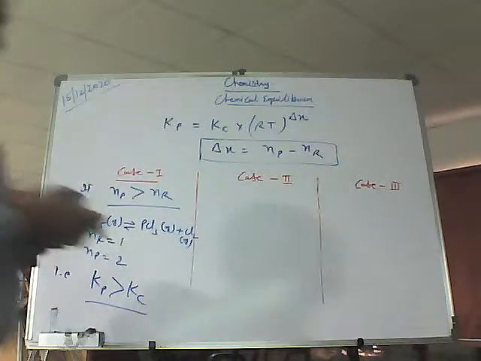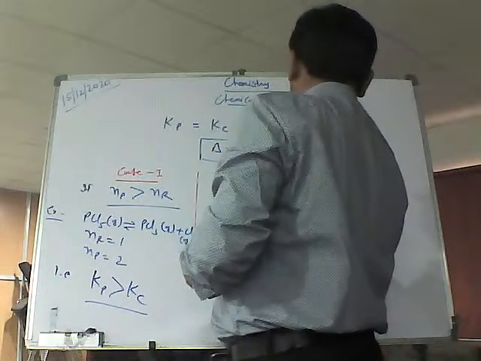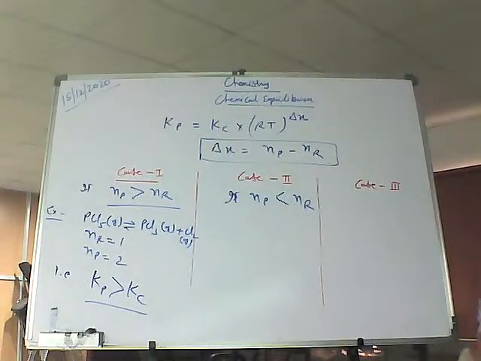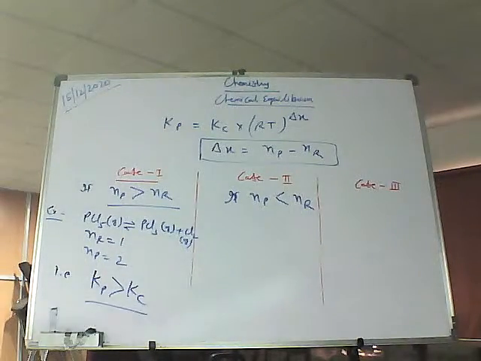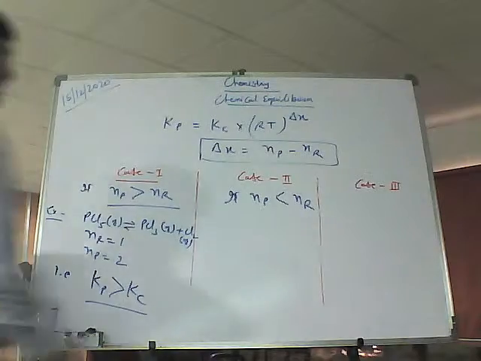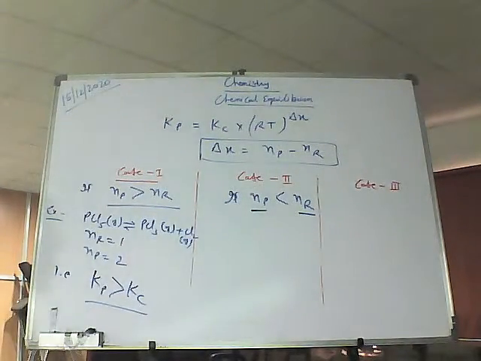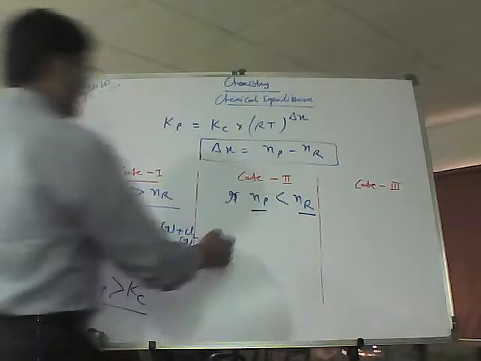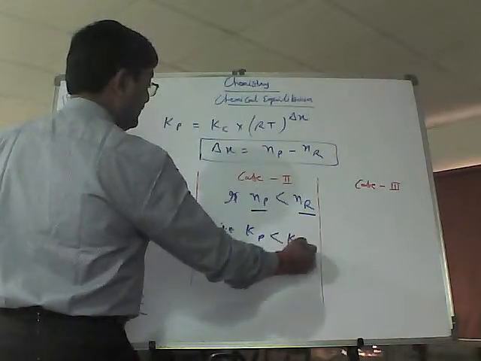Now the second case, what will happen? In the second case, if Np is less than Nr, the number of moles of the products is less compared to the number of moles of the reactant. ऐसा कोई रिएक्शन आ गया जहां नंबर ऑफ द मोल्स रिएक्टेंट के ज्यादा है और प्रोडक्ट के कम बन गया. Like that it can also happen. So in this condition, what will happen? Kp is less than Kc.